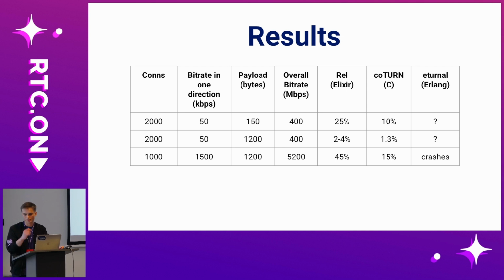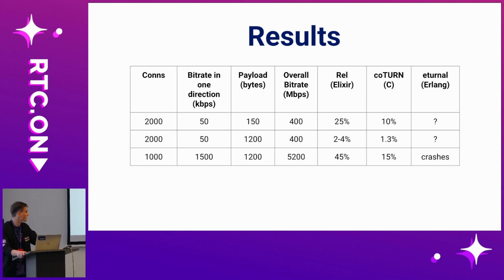And the last scenario is a video call-like scenario. So we have 1,000 connections. We send 1,500 kilobits per second of data in one direction. So this should be enough to handle HD resolution. And the overall bitrate is over 5 gigabits per second. And in this case, Rel takes about 45% of CPU usage and coTURN 15%. So we are about 3 times slower. The Erlang TURN server crashes, but by crash, I don't mean CPU usage. I mean that they are not able to read incoming traffic fast enough, so that we notice packet loss.